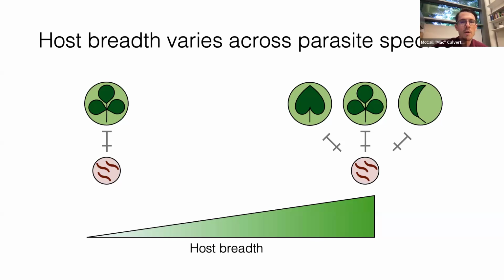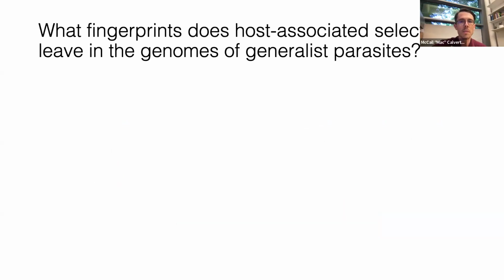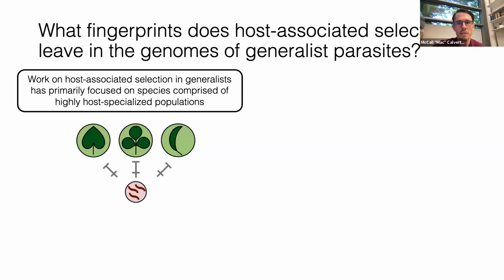And by comparison, we know a lot less about how generalists evolved, and in particular, how heterogeneous host selection shapes their evolution. And that really brings up my main research focus of this project, which is to explore the patterns of variation that heterogeneous host selection leaves in the genomes of generalist parasites. So most work that has been done in this area on host selection in generalists has actually been done on species that are pretty much comprised of fairly deeply diverged and highly specialized host-associated populations.